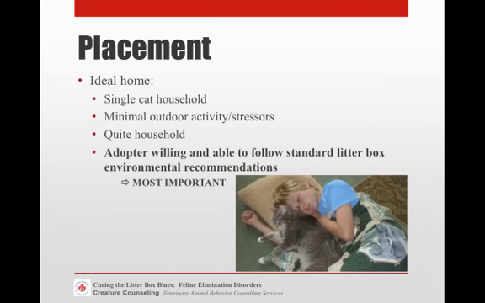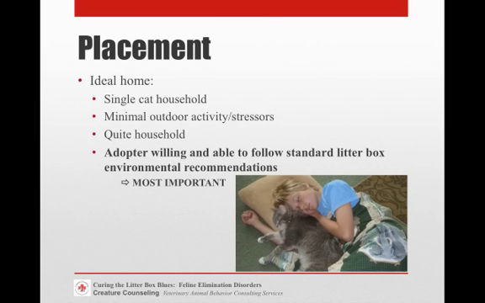All right. So the last couple of things here is placement. Obviously it'd be better if they went to a single cat household, but most importantly, they have an adopter who's willing to follow the recommendations that you give them. It's very hard to find those 2 things, because usually the people that are willing to follow the recommendations are ones that have more than 1 cat. But that's the key.